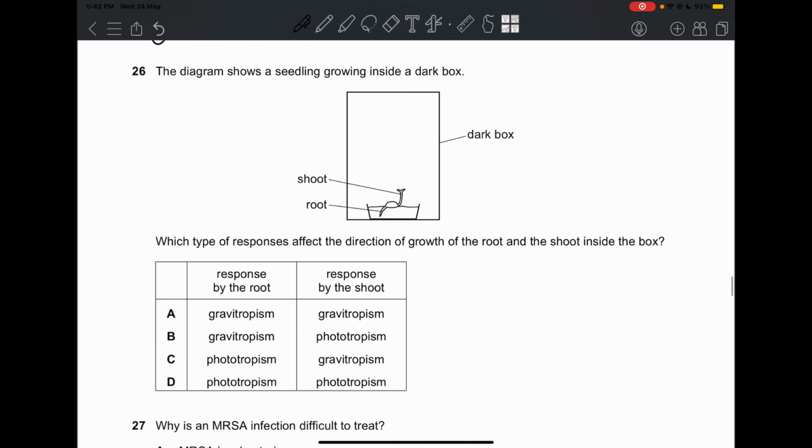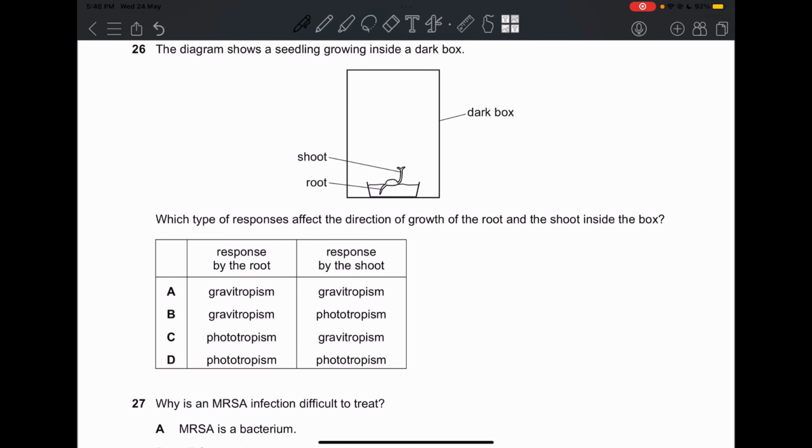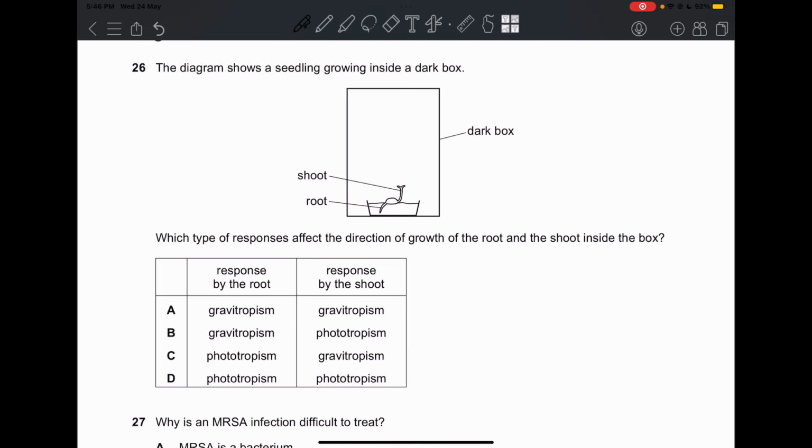26. The diagram shows a seedling growing inside a dark box. Which type of response affects the direction of growth of the root and the shoot inside the box? Now over here we can see that the seedling is growing in a dark box, so that means that there is no light, so there is no phototropism, so there is only gravitropism right now. So the answer is going to be A, because there is no light coming from anywhere inside the box.